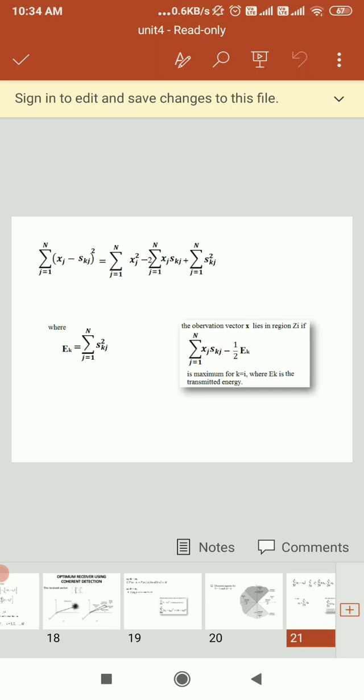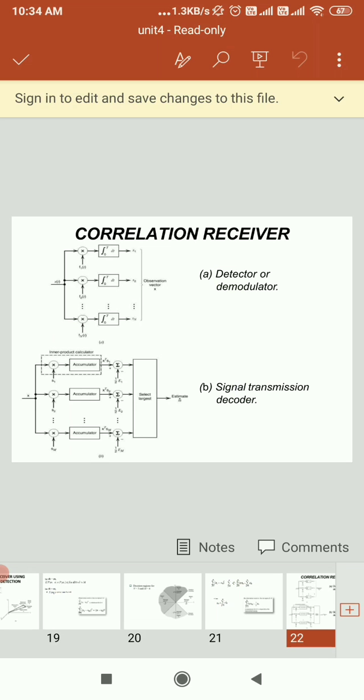So here you will get Ek, the energy value, equal to summation j equal to 1 to n of skj square. So here we can say the observation vector will lie in Z2 if you get summation j equal to 1 to n of xj skj minus 1 by 2 Ek, that will be maximum if k equal to r, where Ek is nothing but the energy which we are transmitting. So now we can see the correlation receiver.